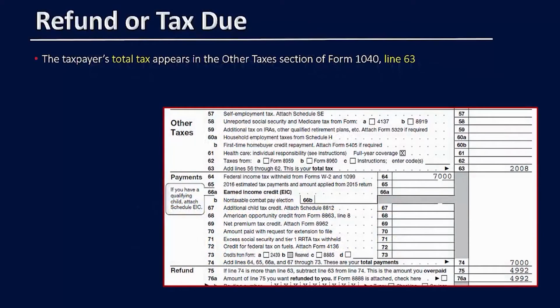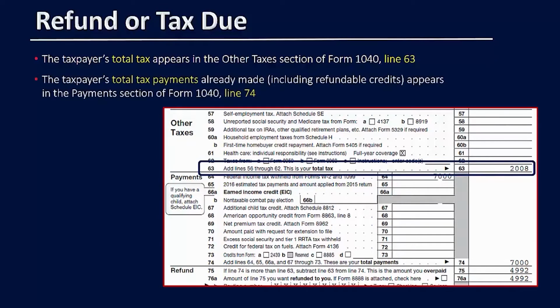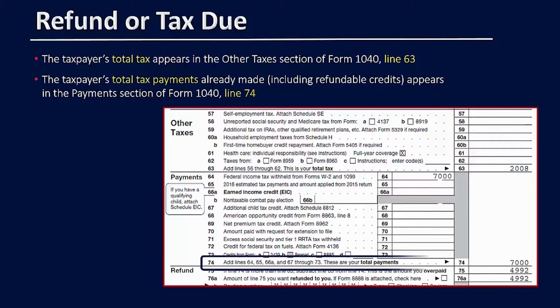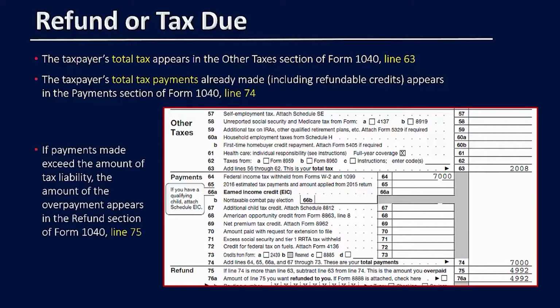The taxpayer's total tax appears in the Other Taxes section of the Form 1040 on line 63. The taxpayer's total tax payments already made, including any refundable credits, appear in the Payments section of Form 1040, line 74. If payments made exceed the amount of tax liability, then the amount of the overpayment appears in the Refunds section of Form 1040 on line 75.